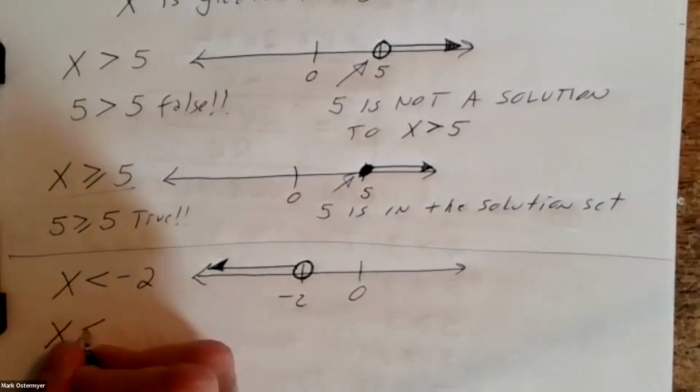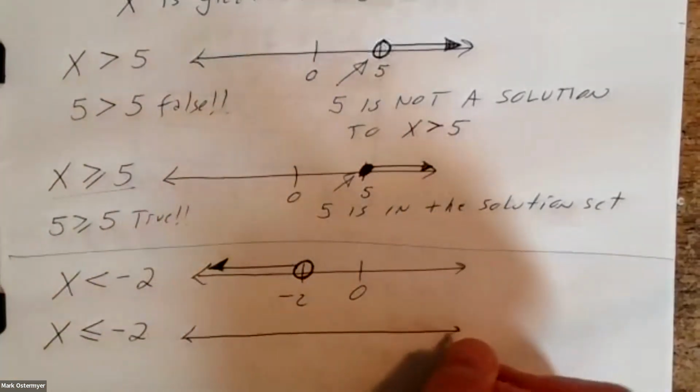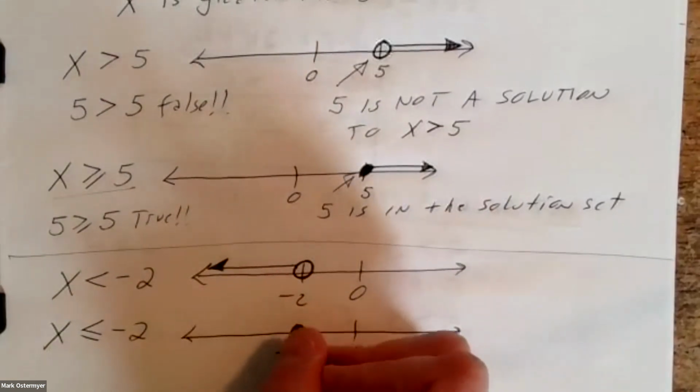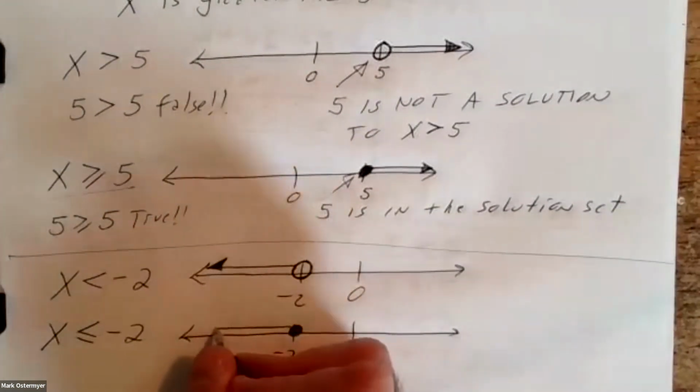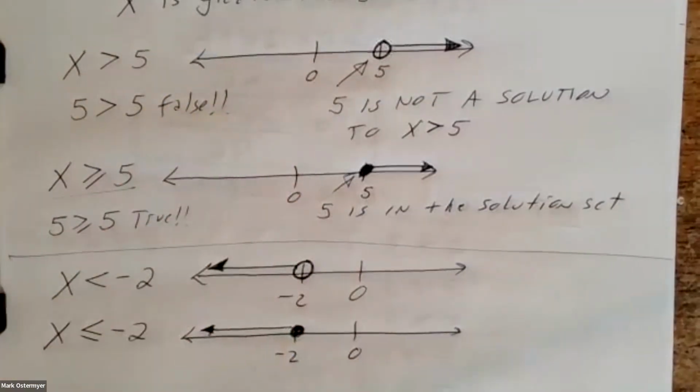To say our solution x has to be less than or equal to -2, now we would include -2 in our solution set. So we'll have a closed circle on -2 now, and we shade to the left. Any questions, ladies and gentlemen, on how I'm representing inequality solution sets by graphing them on a number line?